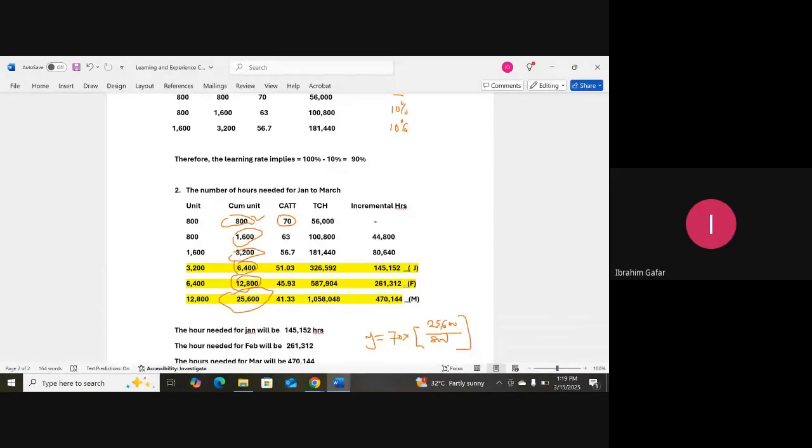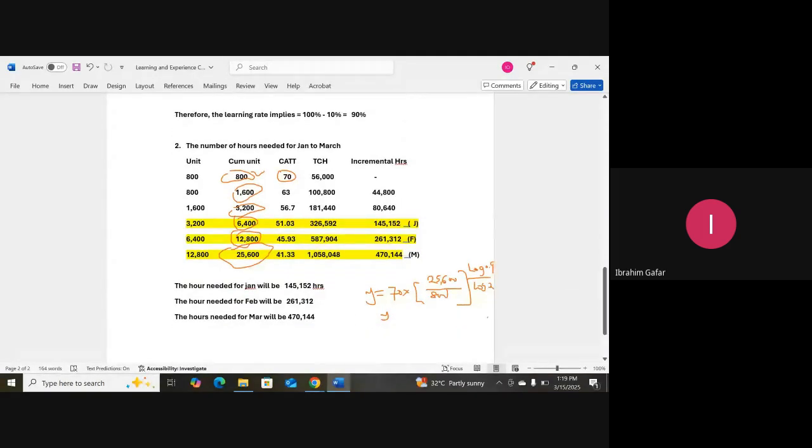Close the bracket. Raised to the power of what? Log of what? 90, because in our learning curve we already got 90. Log of 90%, which is 0.9, divided by log 2. Whatever you get is your y, and your y represents the cost. You must get this 41.33 if you calculate it very well.